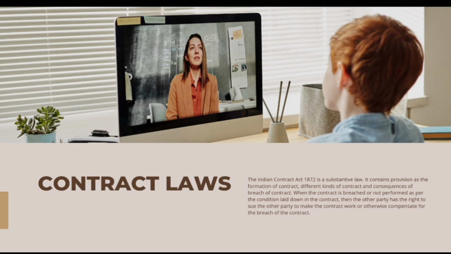When the contract is breached or not performed as per the condition laid down in the contract, then the other party has the right to sue the other party to make the contract work or otherwise call for compensation for the breach of contract. Now, the way the Indian Contract Act 1872 provides for breach of contract and compensation for such breach of contract, it calls for the applicability of the maxim actio non datur non damnificata.